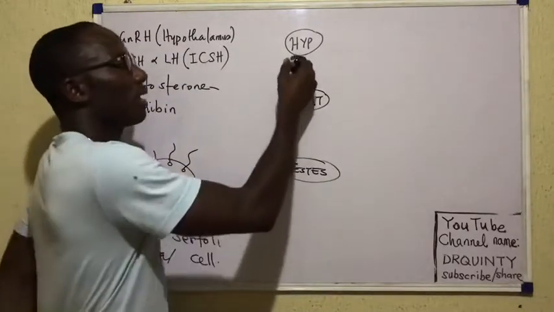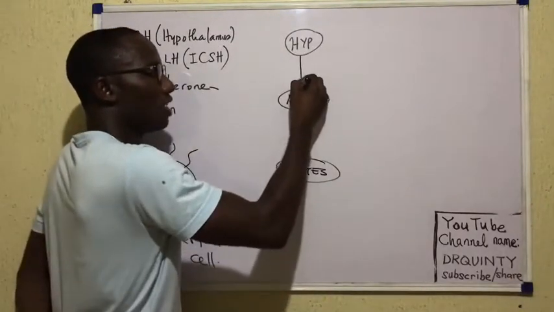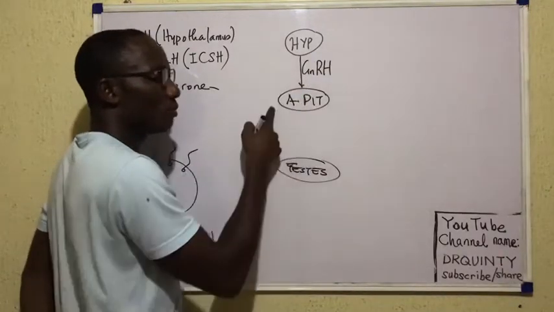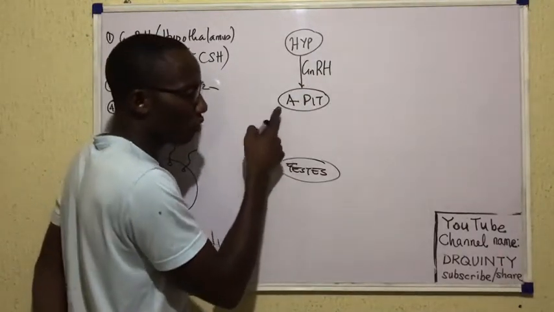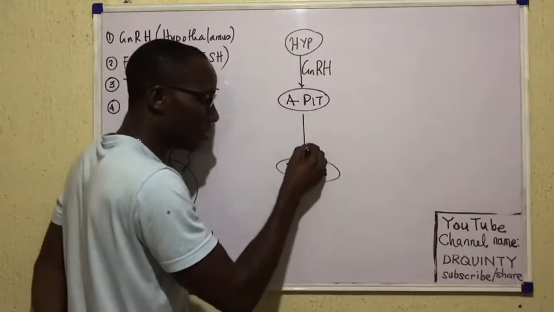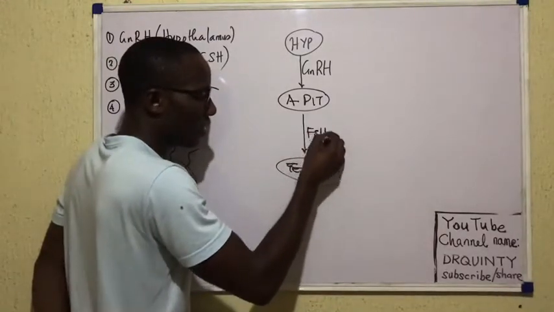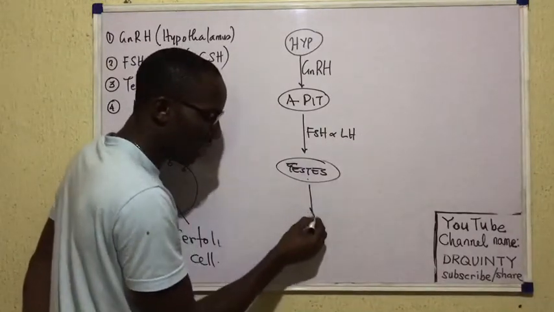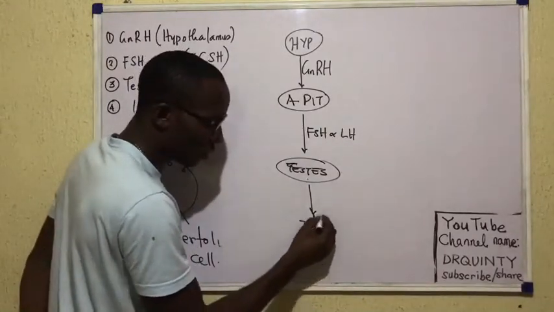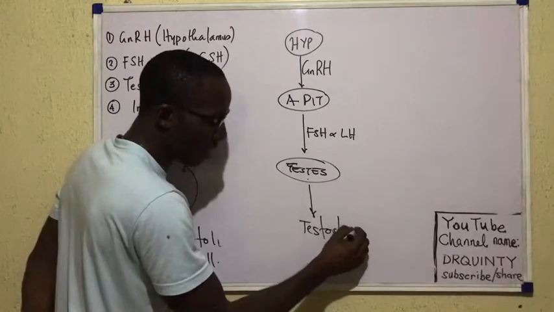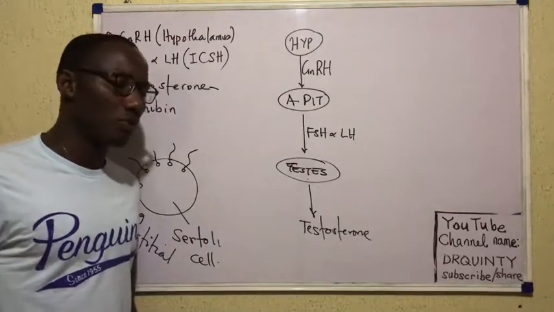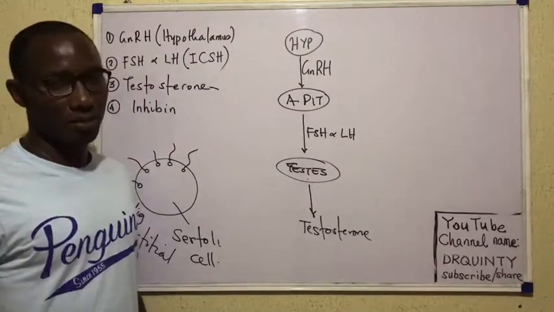Now the hypothalamus releases GnRH, and with this GnRH, hypothalamus is able to stimulate anterior pituitary to release FSH and LH. And then the testis will respond by releasing testosterone. And we said this testosterone is the one that will stimulate the production of the sperm cells.